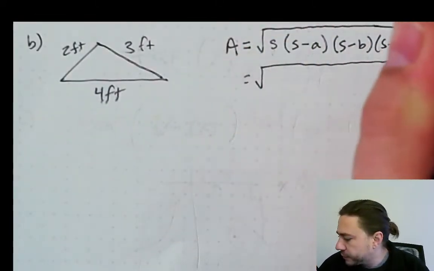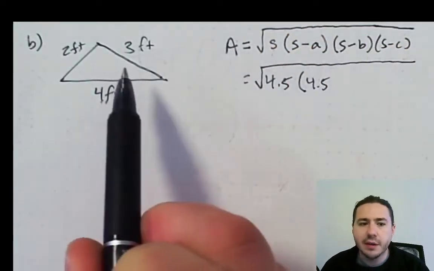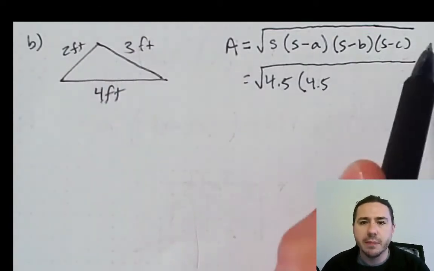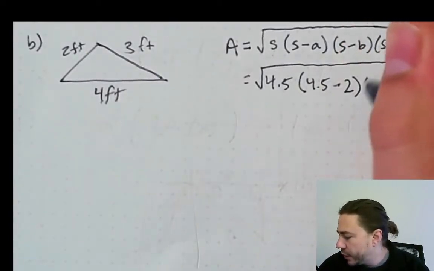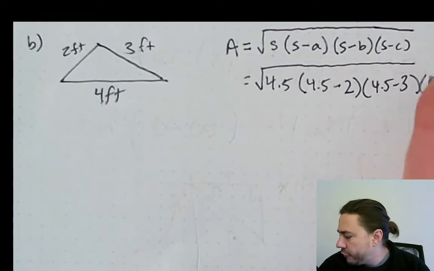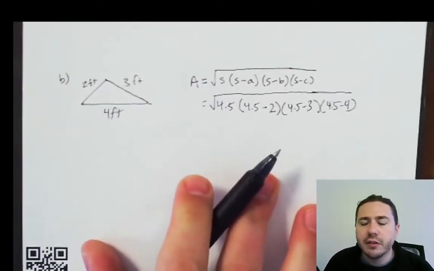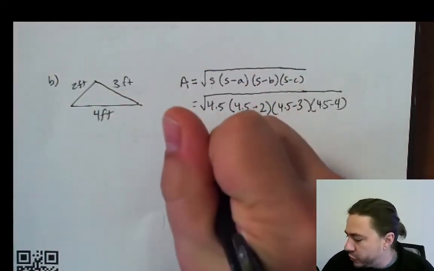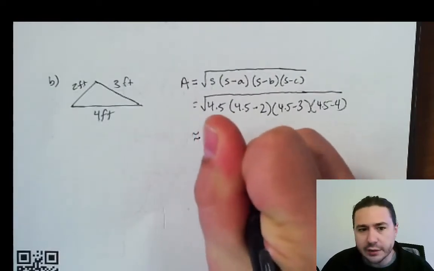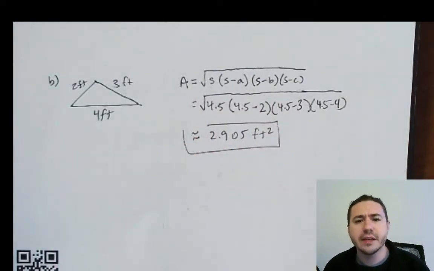The square root of 4.5 times 4.5 minus 2, 4.5 minus 3, 4.5 minus 4. Now I've labeled this A, B, C. These are not labeled on your homework, but it doesn't really matter which one's which. This is, again, not something that you would calculate by hand. Let me zoom out here a little bit so you can see this. I mean, I guess you could, but there's no reason to. Once you put all that in your calculator, you should get about 2.905 square feet. And that's B. Let's take a look at C.